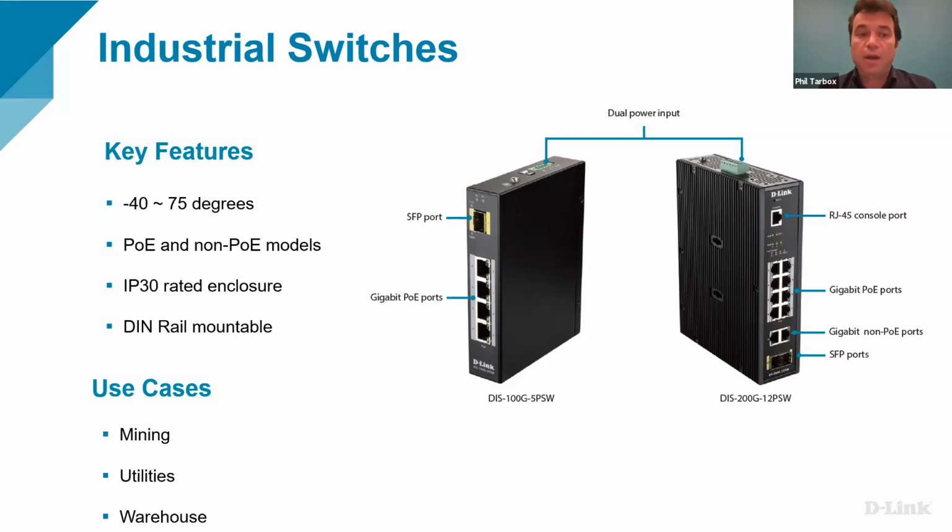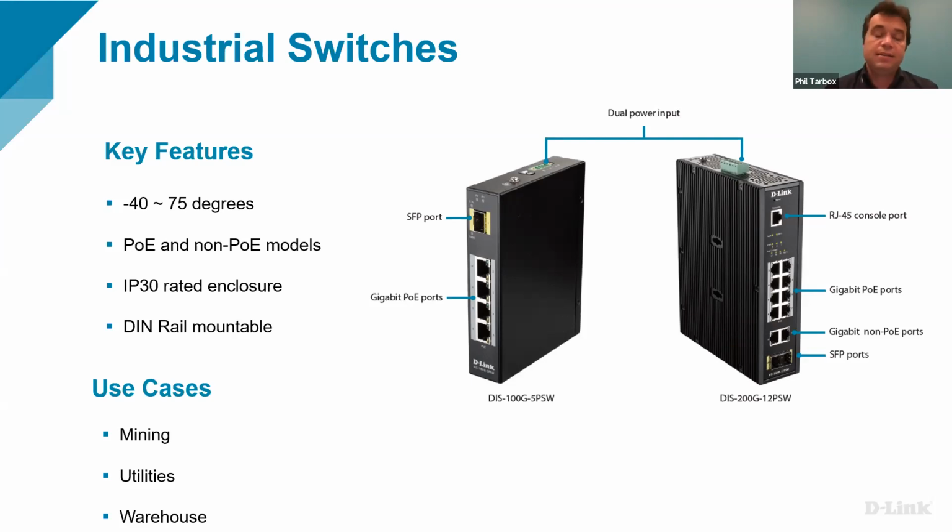All of these are rated up to 75 degrees, going as cold as -40. They are IP30 rated, so that means that there is a rating there for dust, not for water, which is what the 0 means in that IP rating. All of these switches are all DIN rail mountable. They've got flexible power inputs going from 12 out to 54 volts of power.